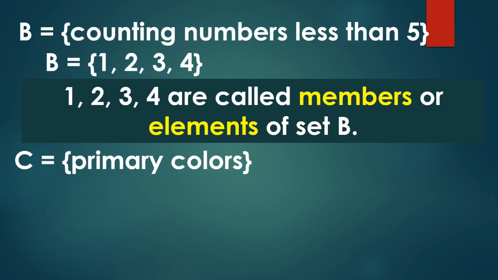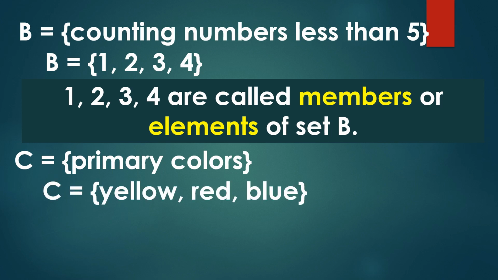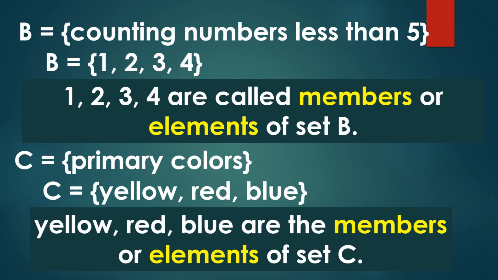Set C is the set of primary colors. Write set C by listing the different primary colors. The answer is set C is the set of yellow, red, blue. Yellow, red, blue are the members or elements of set C. Great job!